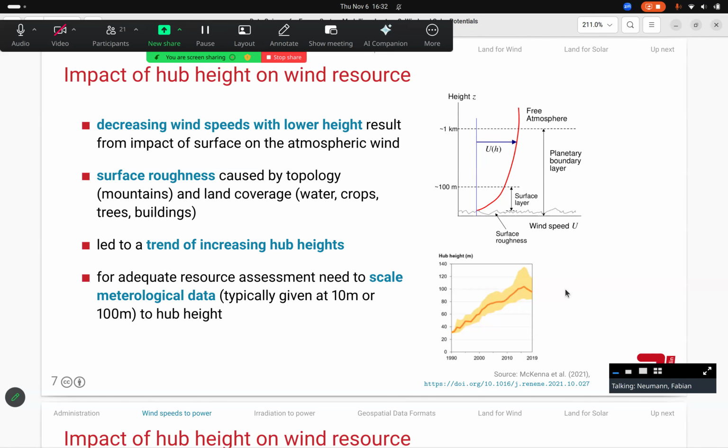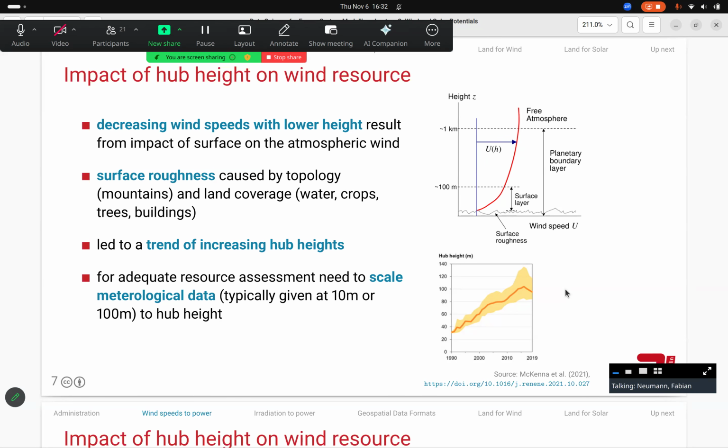Why? Because the wind speed at higher hub height is higher, but at the same time, it's also maybe more expensive to build a wind turbine that is higher. And there's always this economic trade-off of, is it worth building it higher so that it can leverage higher wind speeds?